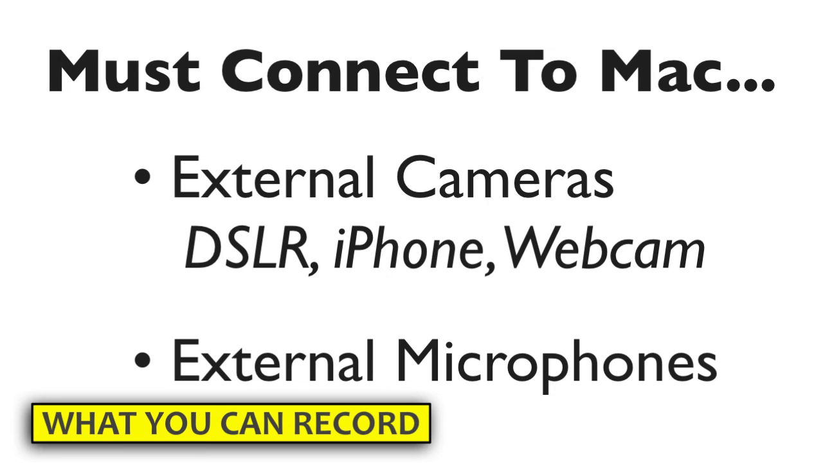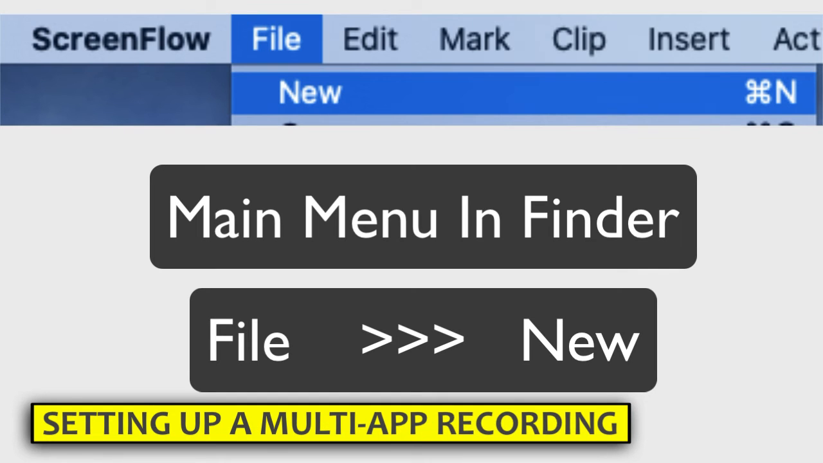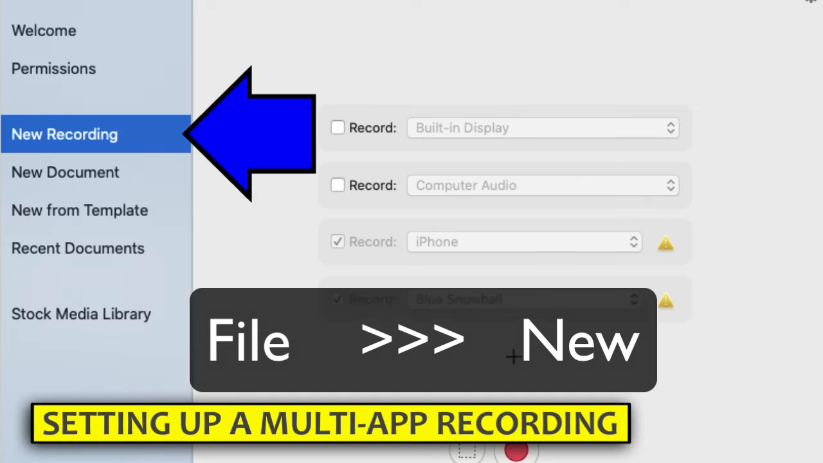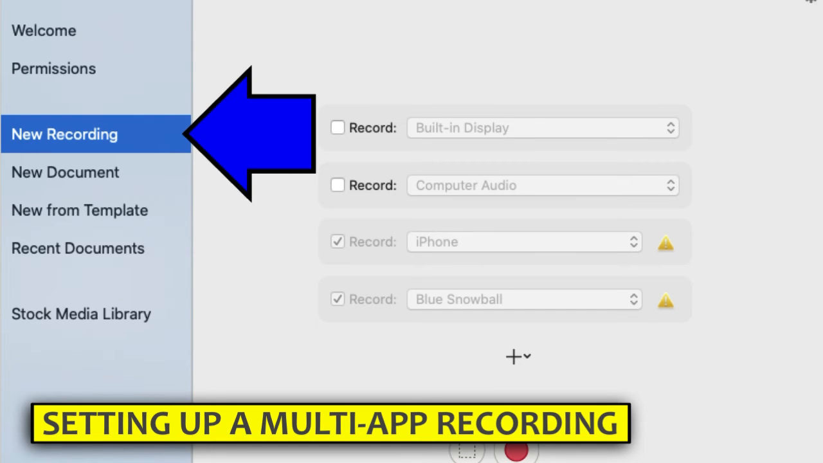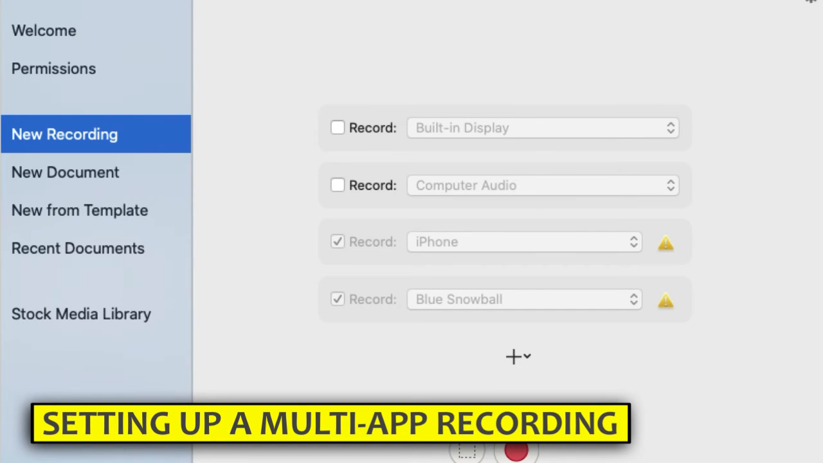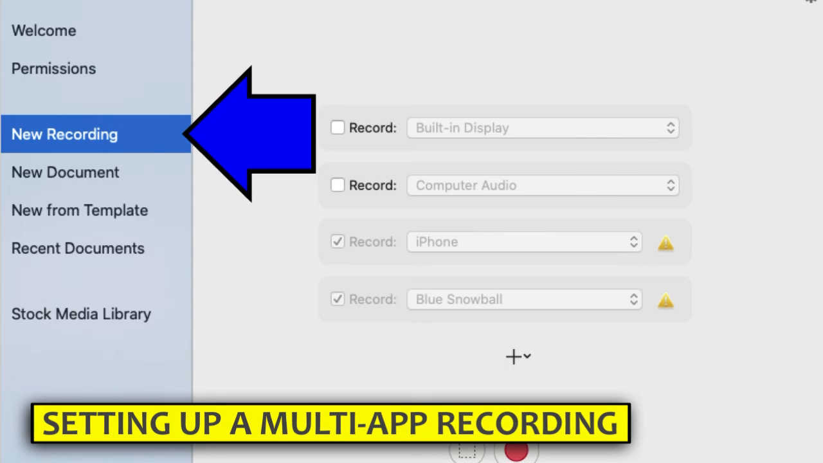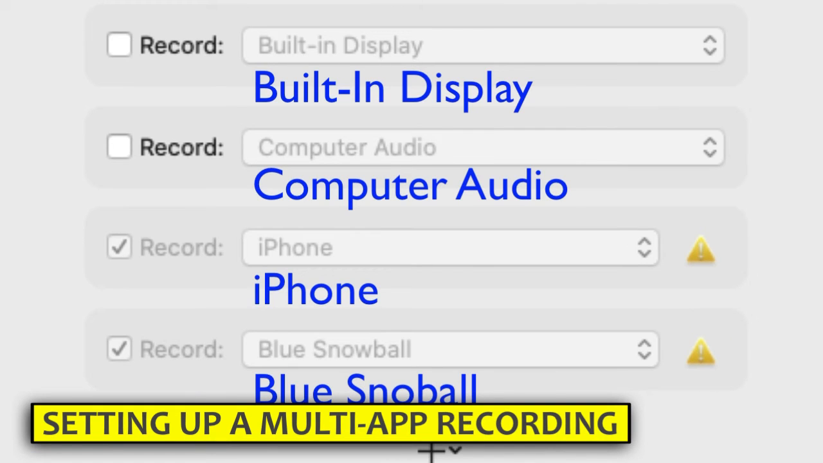So to make this work, to do a screencast with ScreenFlow, you would just go to your main menu in your Finder and go down to New, and click on New. And as soon as you click on New, this page will pop up, and you want to make sure it's clicked on New Recording right there. Okay, and as soon as you do that, this page will pop up, and it gives you options for exactly what you want to record.